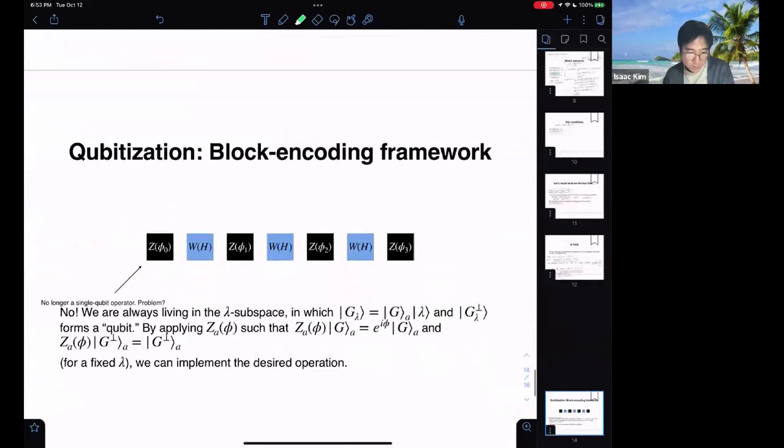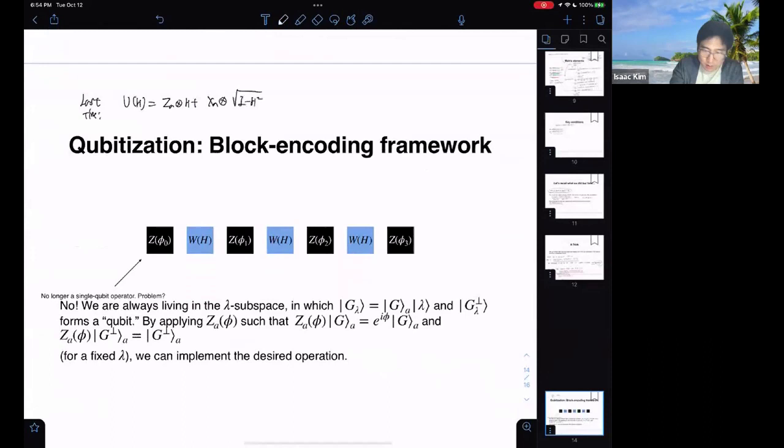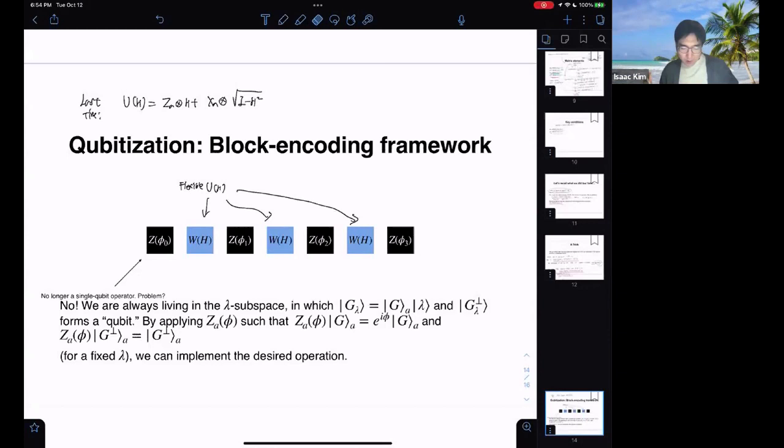So we're almost done. The upshot of all of this was that in the previous lecture, we had a rather specific form of U of H, which was this operator from last time. But now, given a very flexible version of U of H, we can construct W of H, which essentially achieves the same role. But the worry that you may have is that these Zs may not be single qubit operators. So you might think that this is a problem.